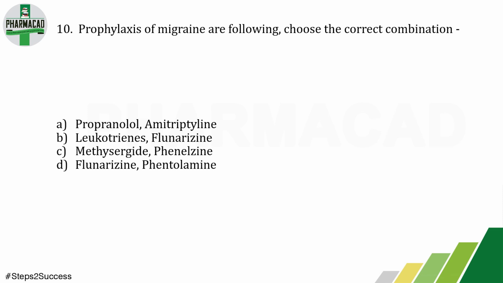Next question. Prophylaxis of migraine are following and choose the correct combination. So, which of the following combination of drugs are used for the prophylaxis of migraine? Is it propranolol, amitriptyline? Option B is leukotrienes and flunarizine. Next is methotrexate and phenelzine. Last option says flunarizine and phentolamine.